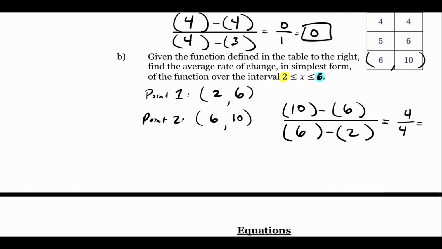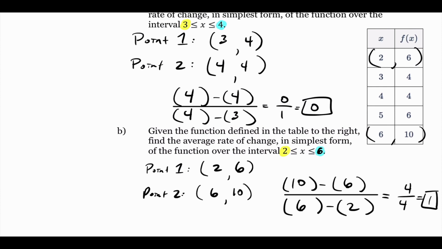If you can divide, divide. If you can reduce, reduce. These ones we can divide. We get 1. Okay, done. That's how to do it using a table. Okay. The next one is using a graph.